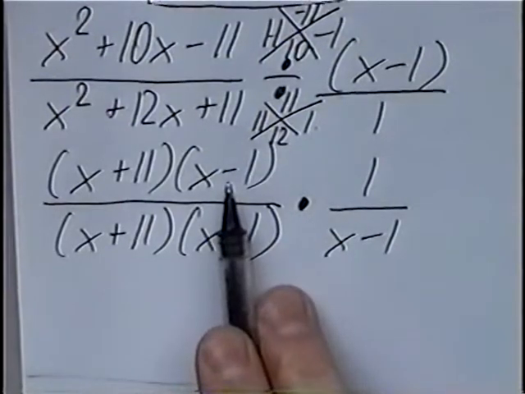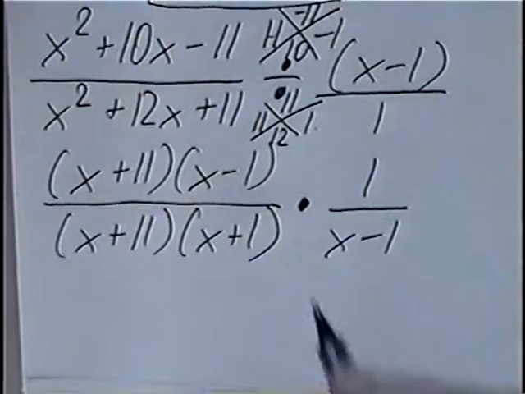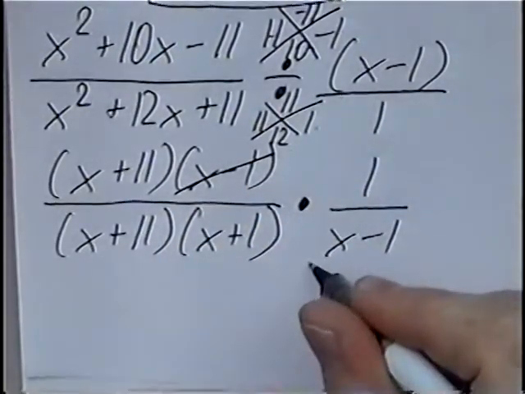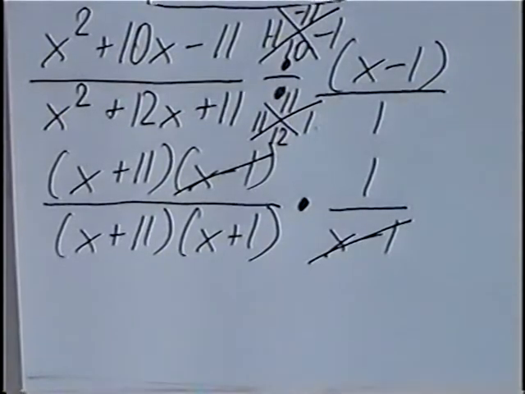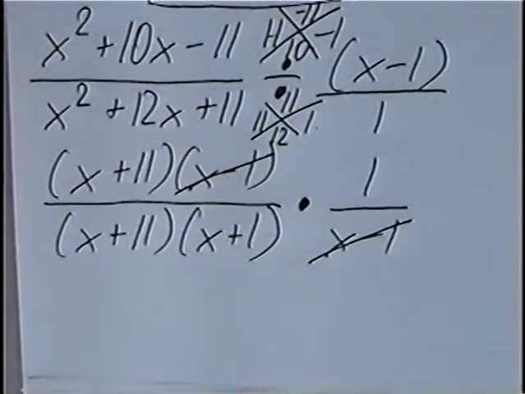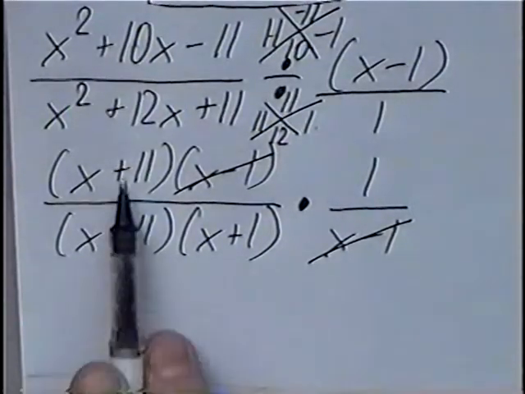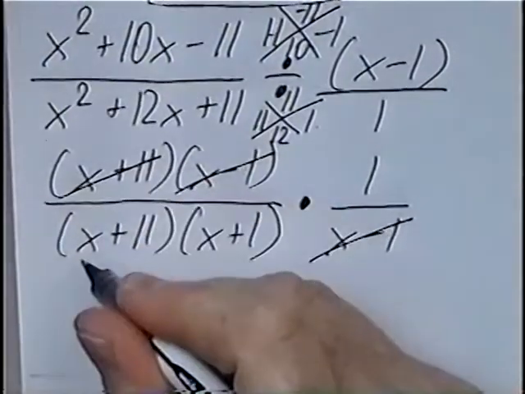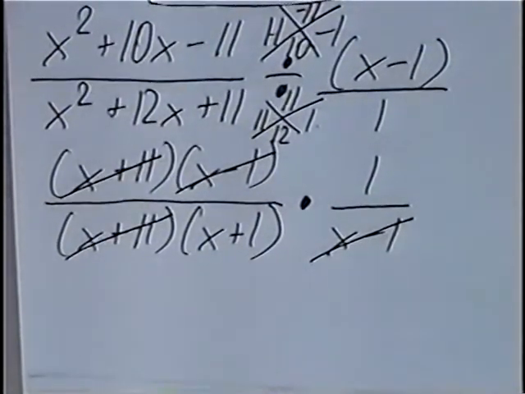We have an x minus 1 in the top of the first fraction and an x minus 1 in the bottom of the second fraction. So before we multiply, if you want to, you can cross-cancel or divide those out. Looking for another term that we can cross-cancel. In the first fraction, we have x plus 11 over x plus 11. We can cross them off, as long as one factor is in the numerator and one factor is in the denominator.